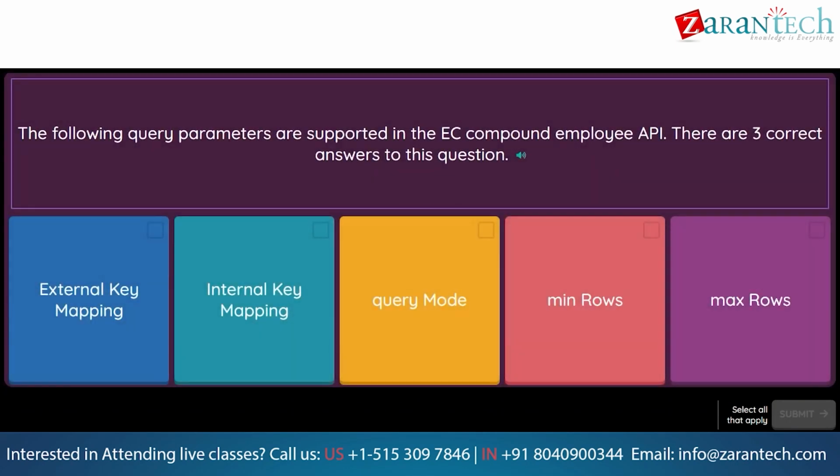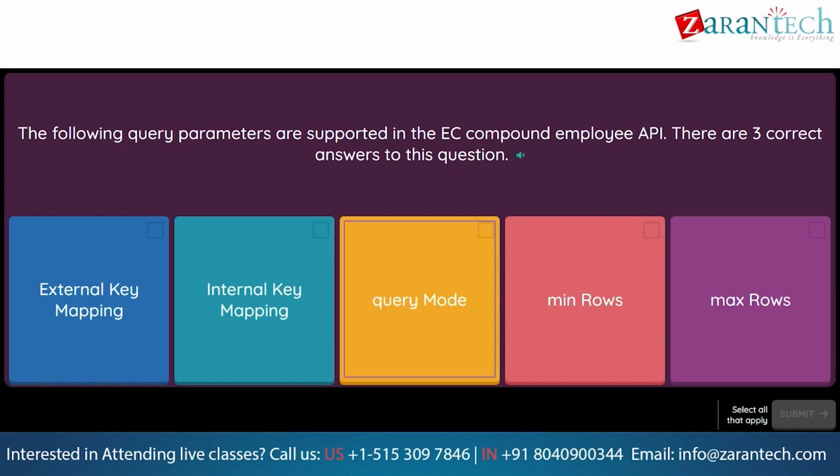Question: The following query parameters are supported in the EC Compound Employee API. There are 3 correct answers to this question. Option 1 External Key Mapping. Option 2 Internal Key Mapping. Option 3 Query Mode. Option 4 Minutes Rows. Option 5 Max Rows.